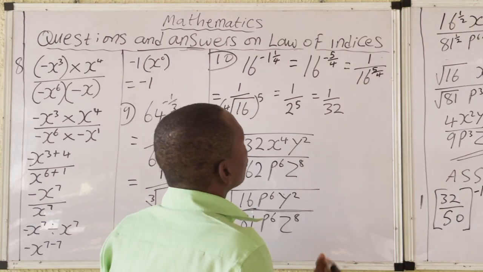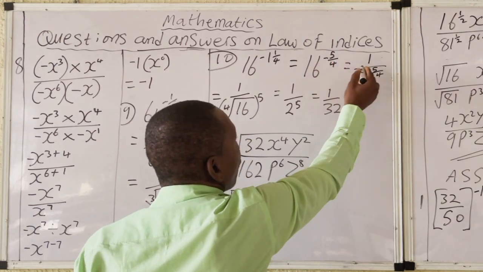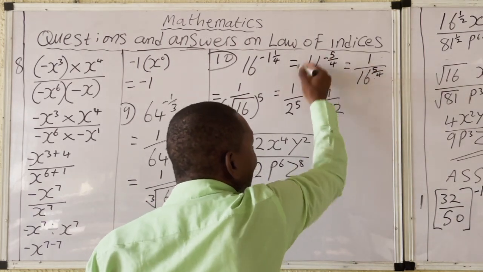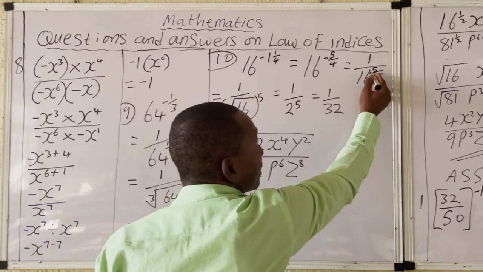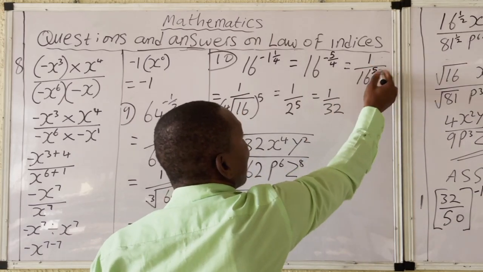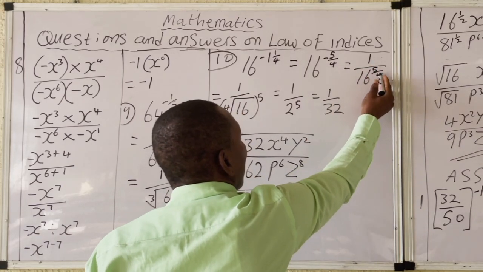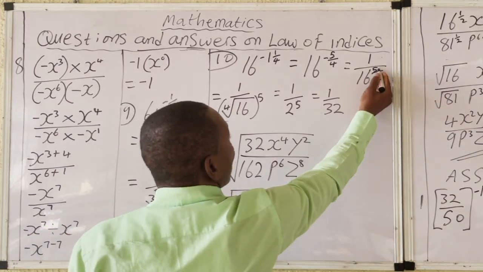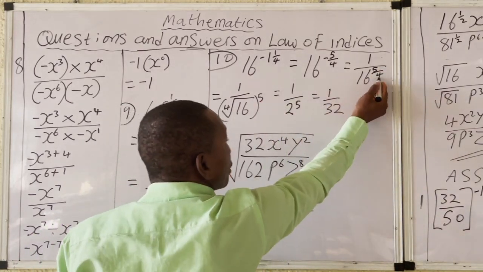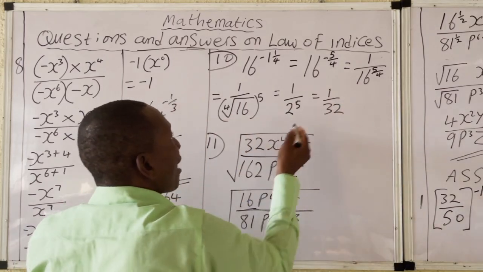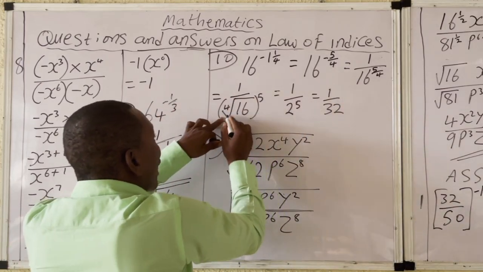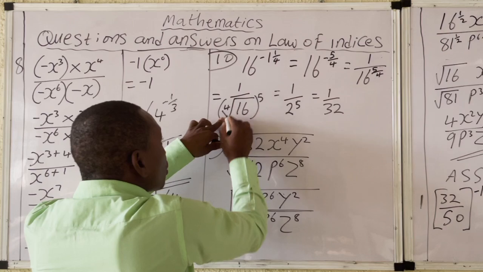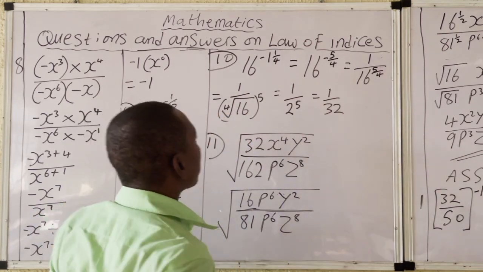But because of this negative sign, I'll first put 1 all over this value. The negative sign will definitely disappear. So we'll now have 1 all over 16 raised to the power 5 over 4. As I said earlier, the numerator is the power, while the denominator is the root. So we'll now have 1 all over the 4th root of 16 raised to the power 5.